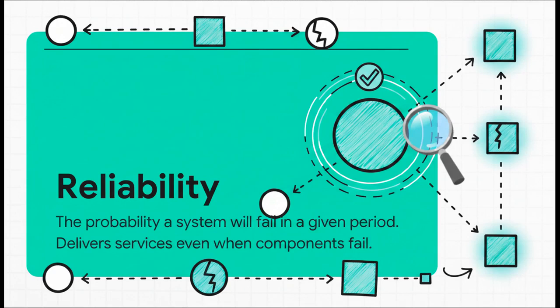So let's start with reliability. This is super important. Reliability isn't just about the system being on. It's about the system being correct. A reliable system is one that keeps on chugging along, giving you the right results even if a few of its nodes have failed or are acting up.